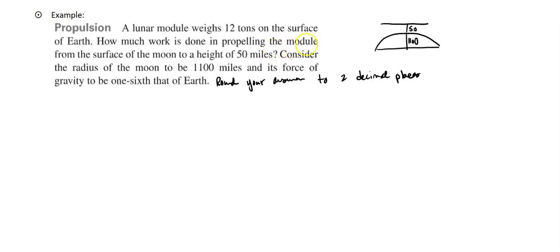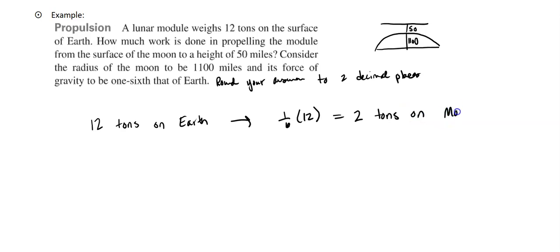So another piece of information that's useful, it says the force of gravity is 1/6 that of Earth. So we know that if something weighs 12 tons on Earth, then it's going to weigh 1/6 times 12 tons, or 2 tons, on the moon. That's an important conversion that we need to make.